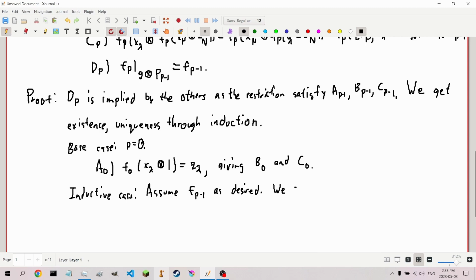So we need to show P minus 1 has a unique extension, we're going to call it FP, and that is going to be the k-tensor of G to the polynomials of P terms meeting the conditions.